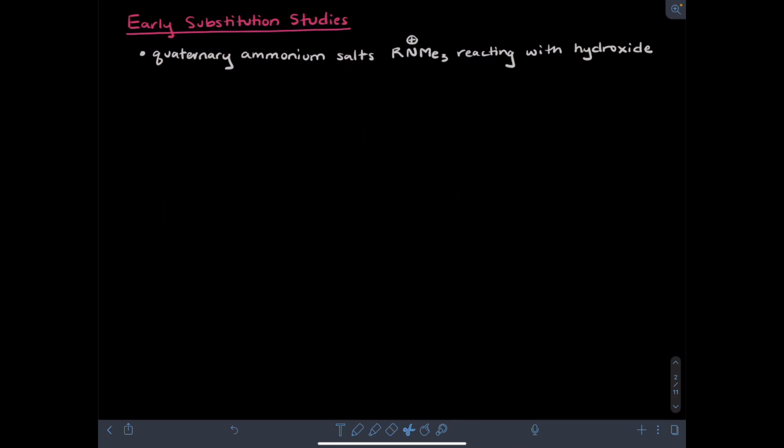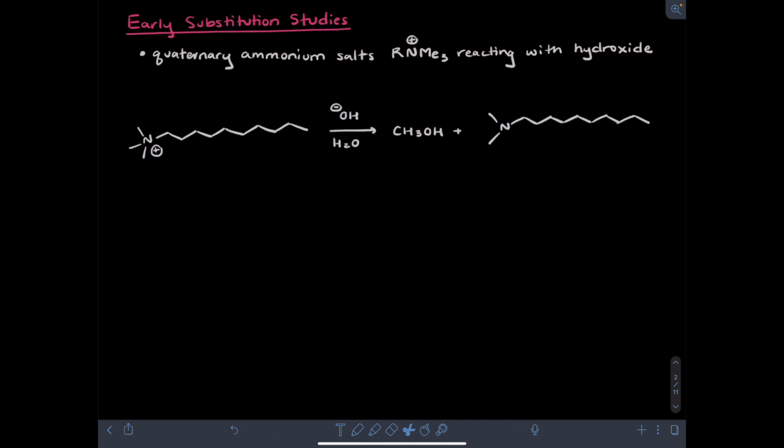The discovery of mechanisms for substitution reactions began in some early investigations of quaternary ammonium salts being reacted with hydroxide. In these ammonium salts, 3 groups on the nitrogen are methyls and 1 is an R group that is being varied. In one set of experiments, this ammonium starting material, featuring a 10-carbon chain, was treated with hydroxide, and what was observed is that methanol was produced, and an amine still featuring the 10-carbon chain and 2 of the methyls was generated.